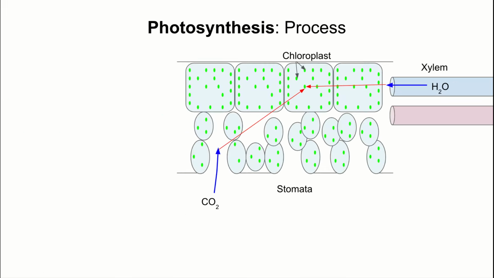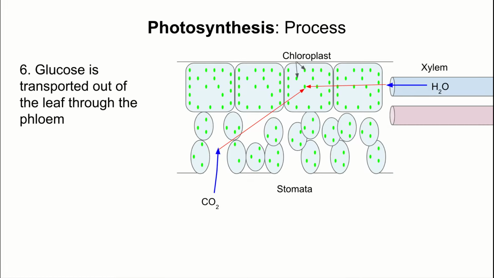What happens next? Well, back to the leaf. Go back to wherever your leaf diagram is. Now we're on step six. Step six, glucose is transported out of the leaf through the phloem. That's our other tube. And let's draw that. I'm drawing it in a purple arrow. My C6H12O6 glucose is moving out of the leaf into the phloem. And you know from last week that it'll move throughout the plant to our sugar sinks wherever it needs sugar.